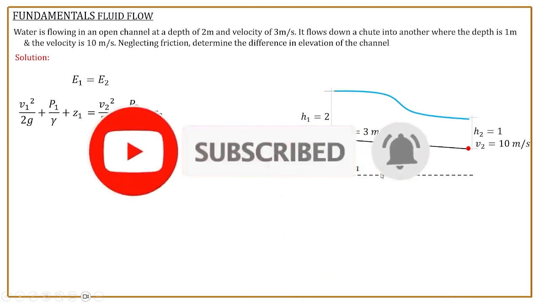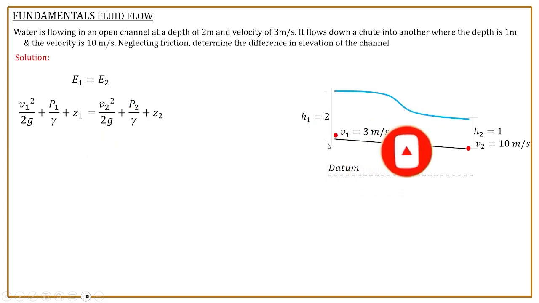The datum line here, class, is not slanted. When you say datum, this is a horizontal straight line wherein our starting line is 0, 0. This is our elevation head 1 and this is our elevation head 2. We get our velocity 3 squared divided by 2 times 9.81 plus our pressure head. Remember that the formula for pressure is gamma H.